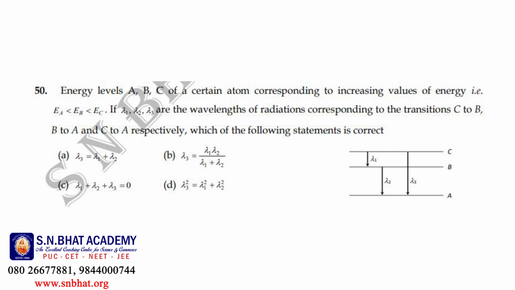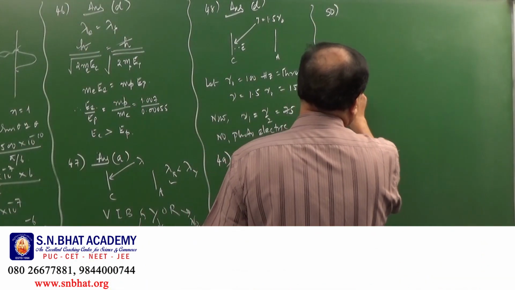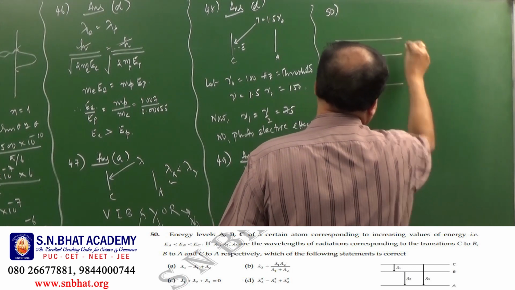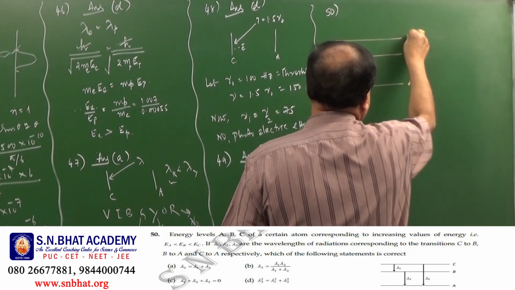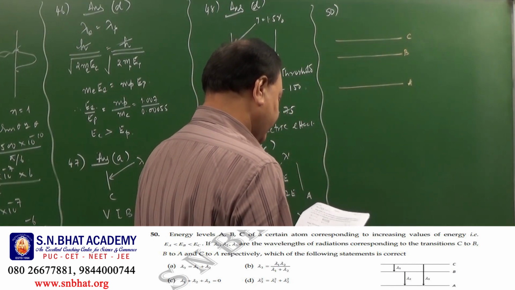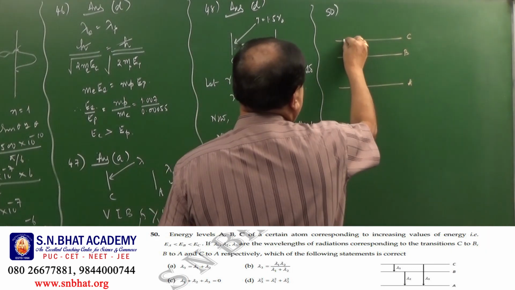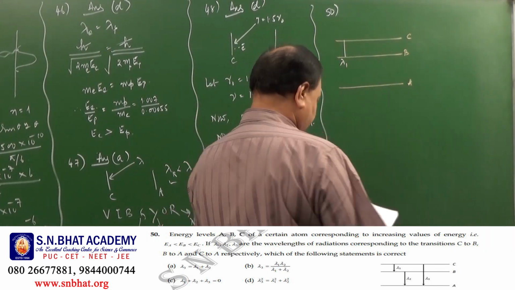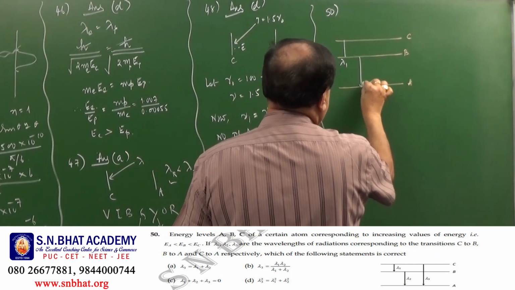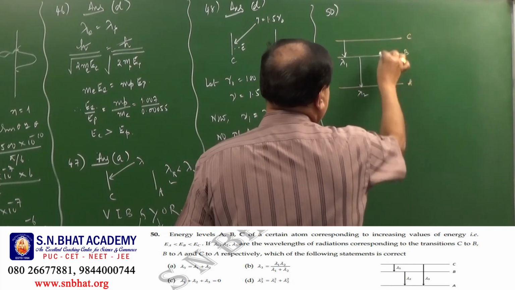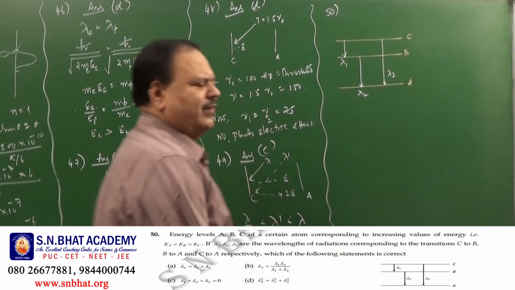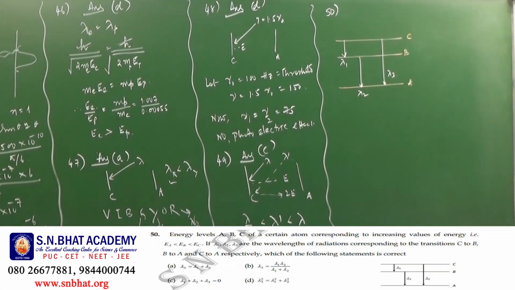So he has given the 3 levels. One is A, the other is B, and the next one is C. Look, what he has told is when it falls from C to B, he has called it lambda 1. Then B to A is called lambda 2. Then directly from here, he has called it lambda 3. He is asking which relation is right.